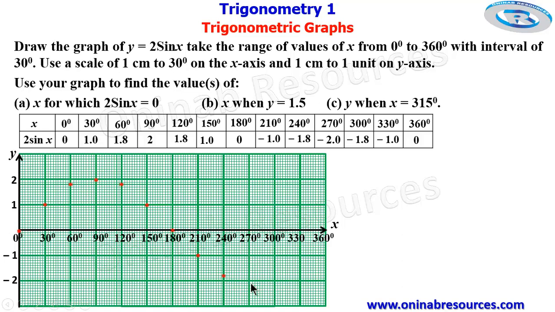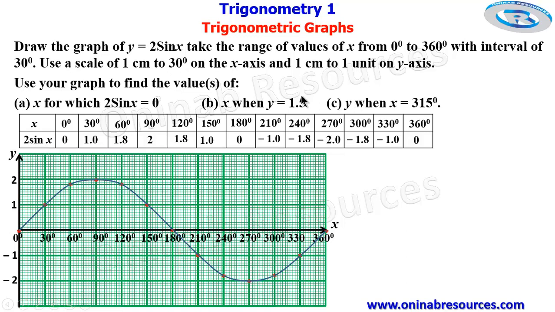For 270, negative 2.0. Here it is. For 300, negative 1.8. This is the point here. For 330, negative 1, we have it here. And for 360, we have it at this point. So what we do now is to carefully join all the points. So we join the points. So this is the graph of 2 sine x.